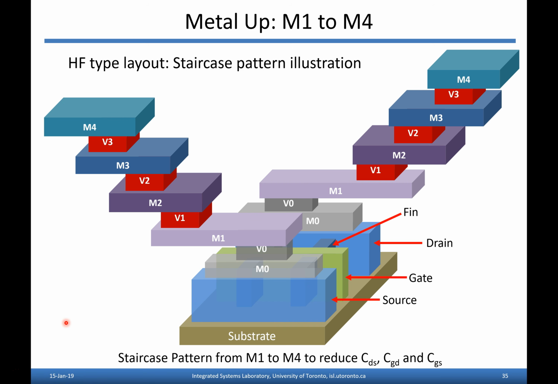So this is another style of layout that you can play with, just to try to trade these off by routing further and further away from the transistor as you go up, gradually, to try to trade off the parasitic capacitances against the series resistance, right? So there's a style that you can play with.